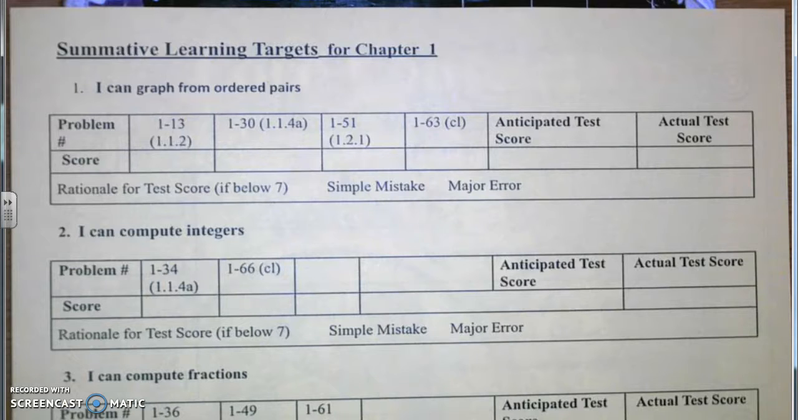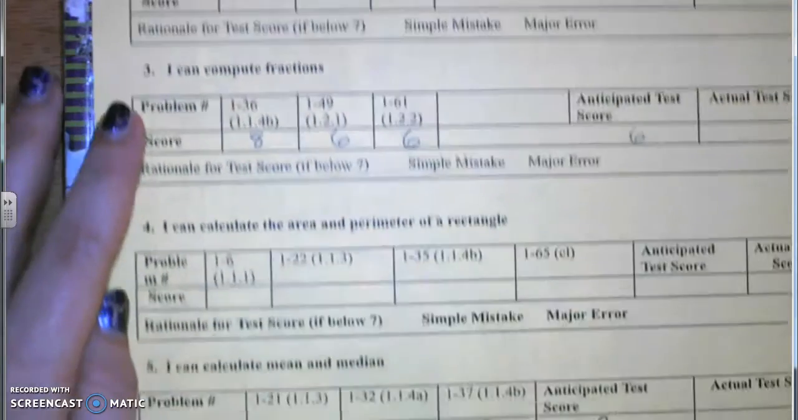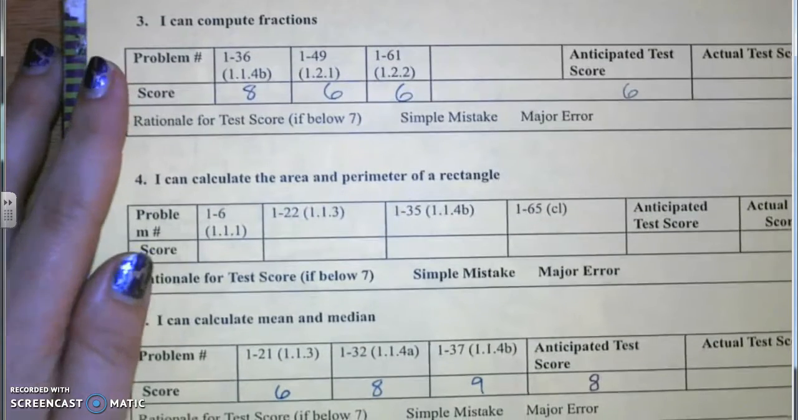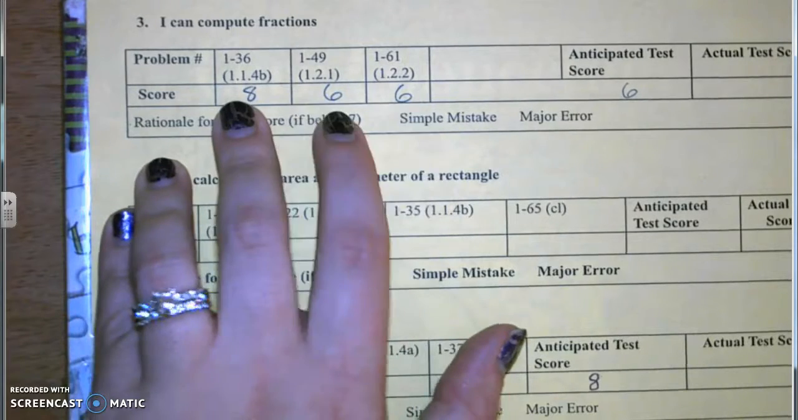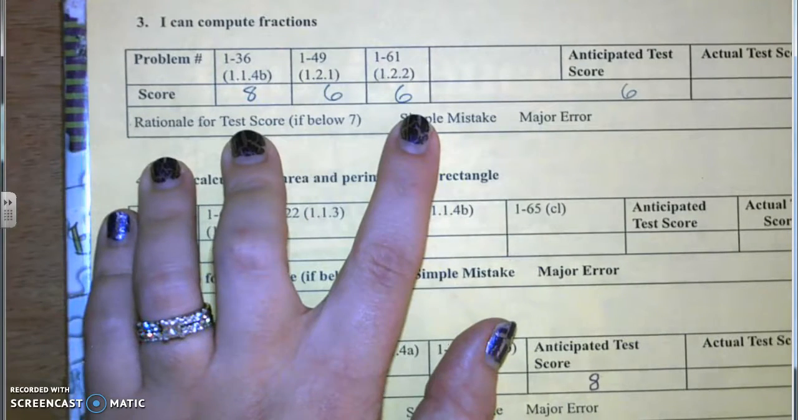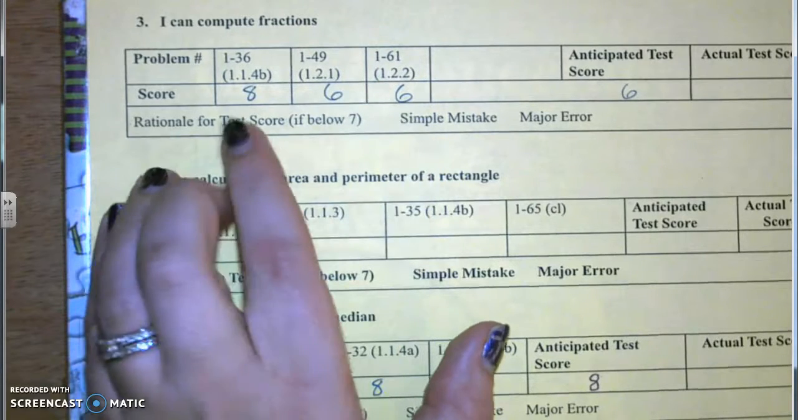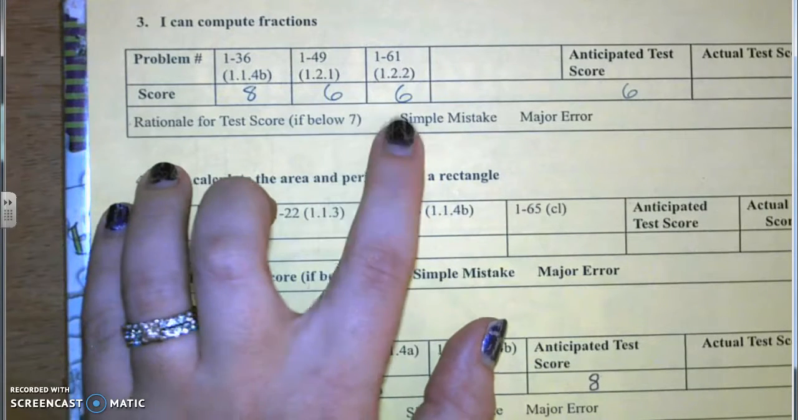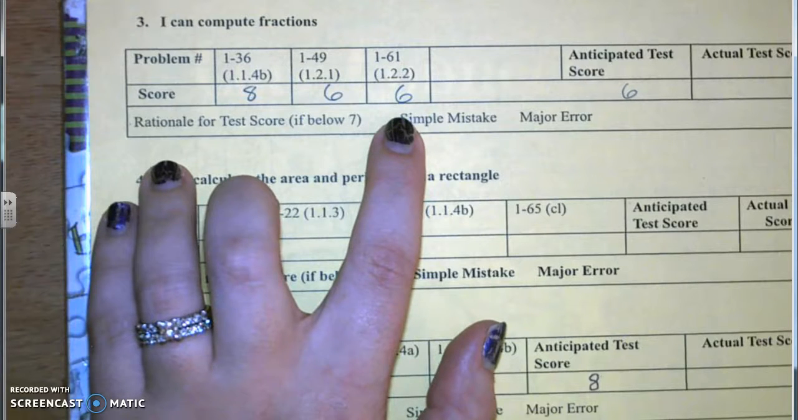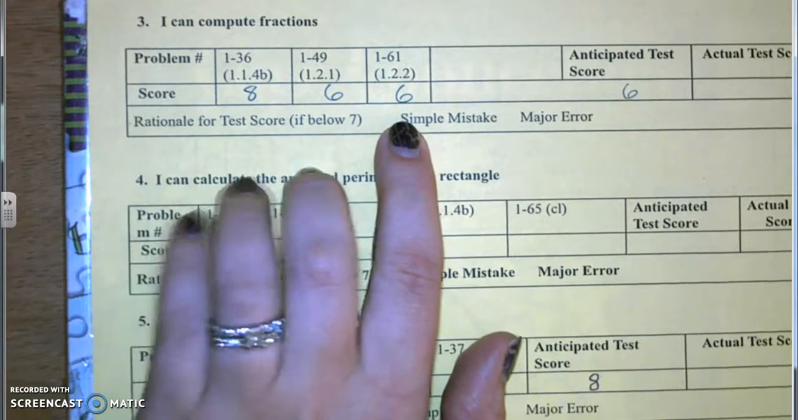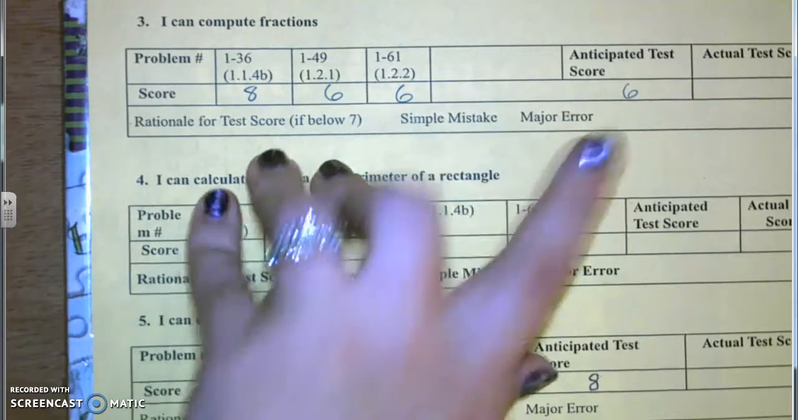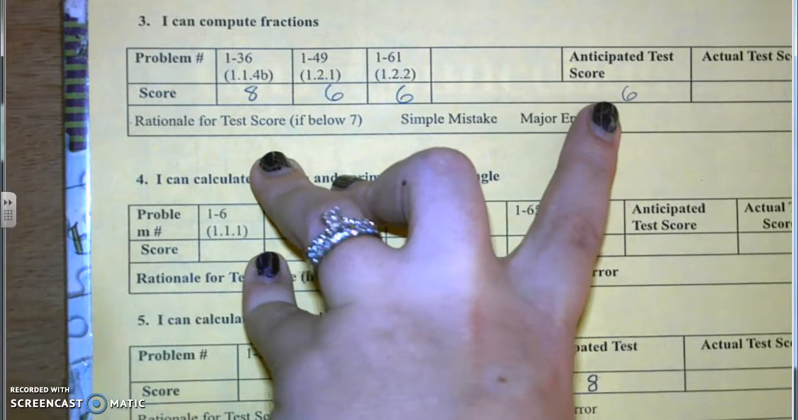Once you have all your problems corrected, then you need to fill in your anticipated test scores. So if we look down here, we're just going to look at 3 and 5 today. On here, for I can compute fractions, I have 3 scores, an 8, a 6, and a 6. Now I don't want to average those. Instead, I want to look at the trend. I started high, and then I went low, and then I repeated that same score again. So I would stop and think, okay, I'm not doing so well on this. Maybe I need to practice a little more, and I'm struggling. So I would give myself a 6.